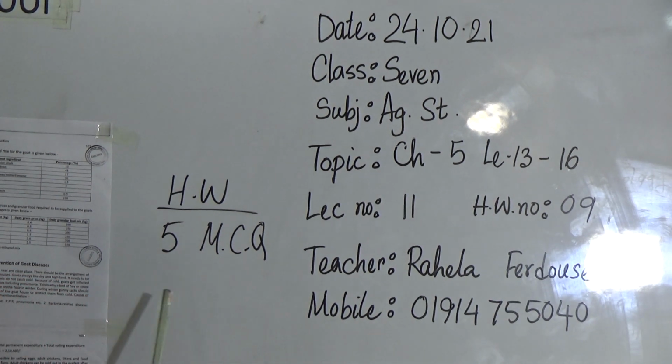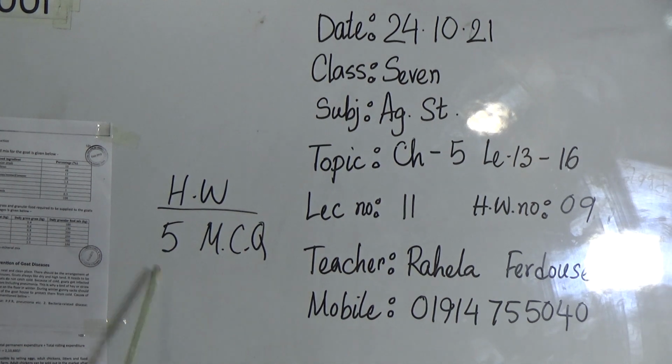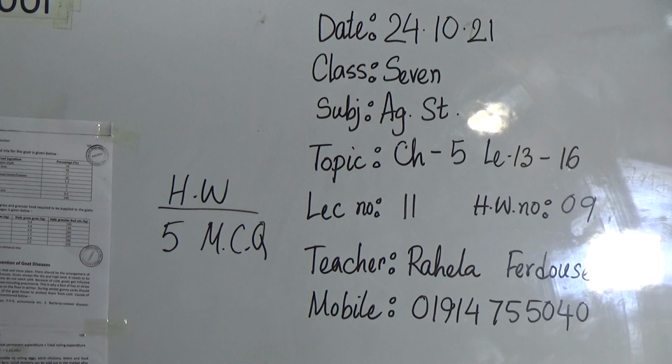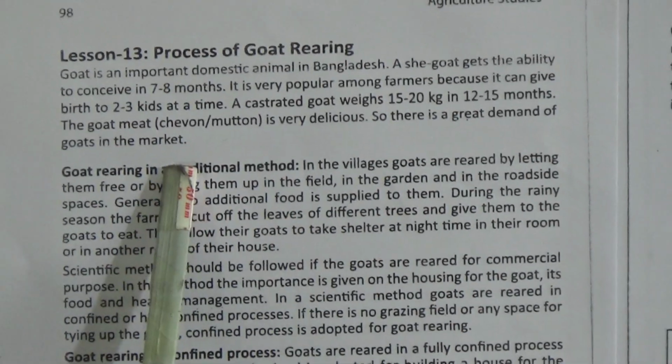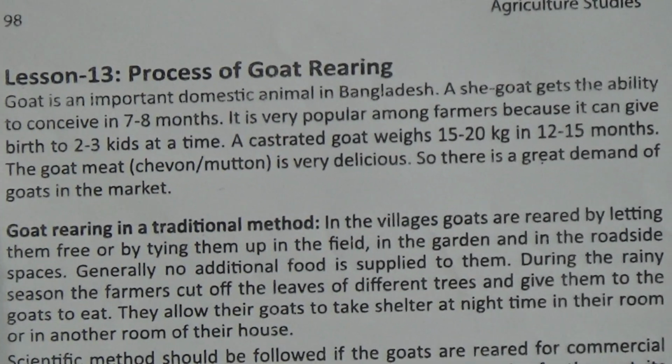My dear students, after completing the reading of the lessons, you will do HW5 MCQ. You will prepare the MCQs by yourself and write the answer. Okay, let's see our lesson. Today we are in chapter 5, that is agriculture production, and from lesson 13 we will start our reading.